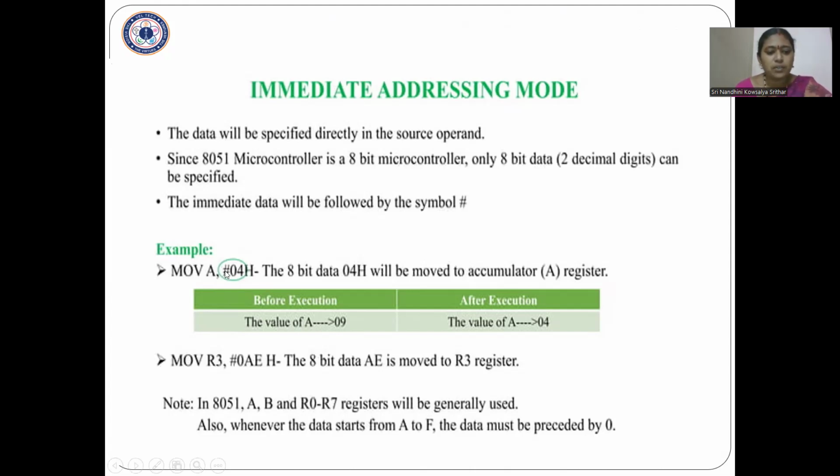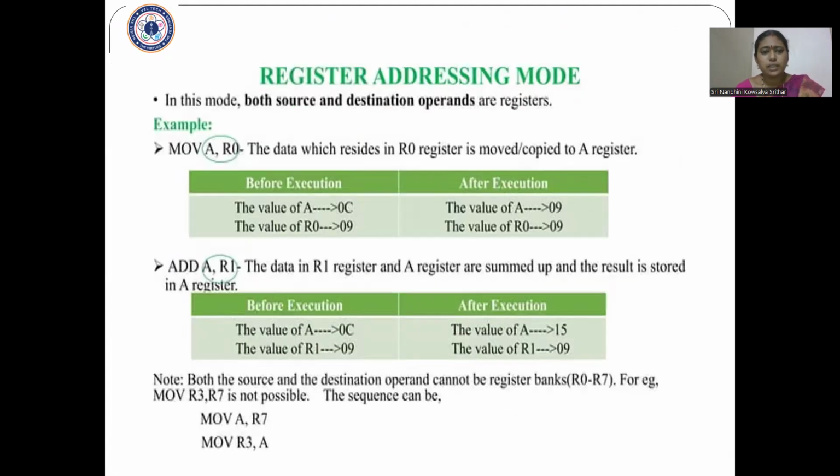In this, #04 is what we are representing. 04 is the data because we have the hash symbol before the data. So this particular data is moved to the accumulator A. Before execution the value of A is 09. After execution the value of A is 04, because the data 04 is moved to the accumulator.